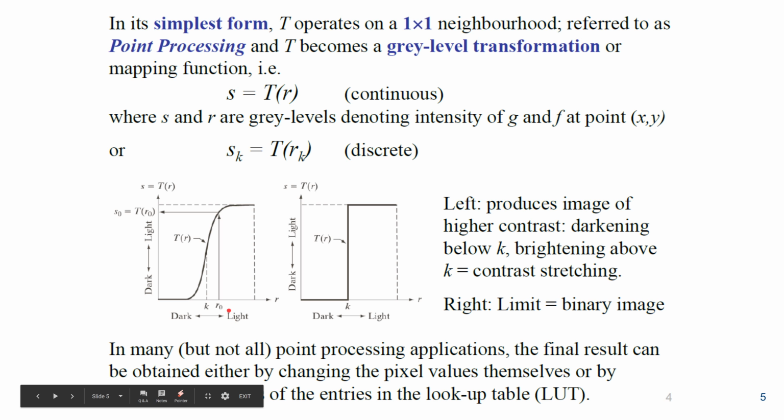Now, the extreme case of this mapping is the binary image. This is basically saying that if a pixel value is less than some threshold, then we give it a very dark value of 0, and if that pixel value in the input is greater than this threshold k, then it has a value of 1. So, 1 and 0. There are only two different grey levels in this output image.